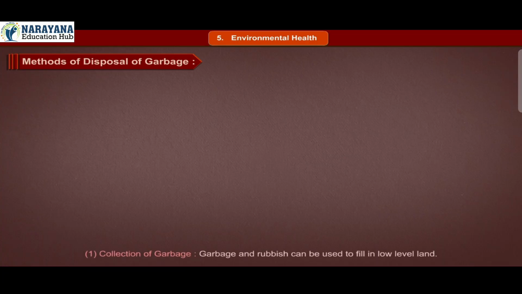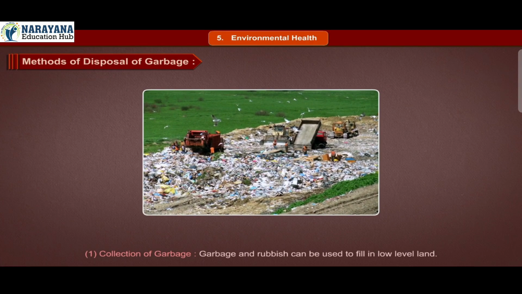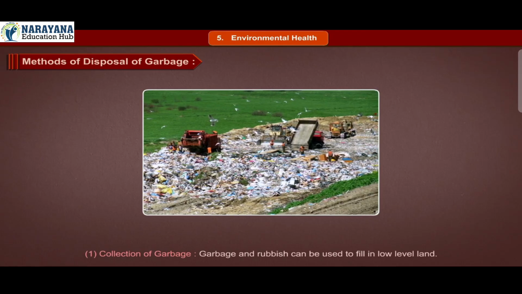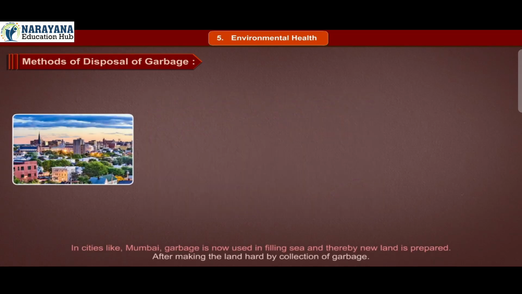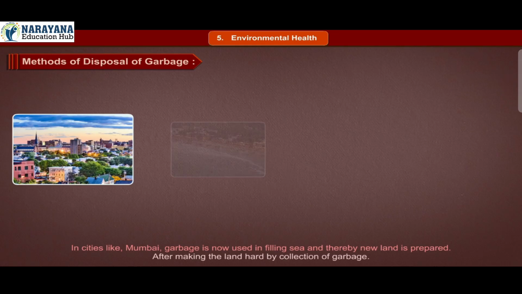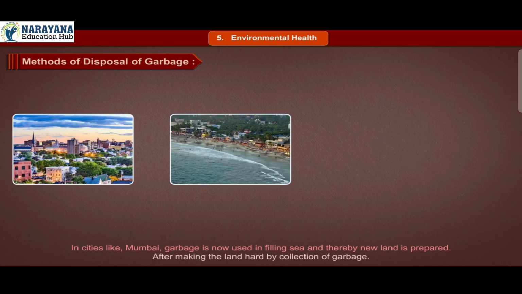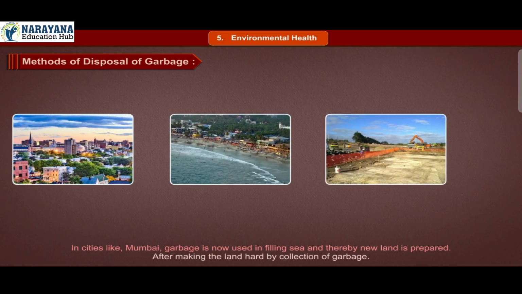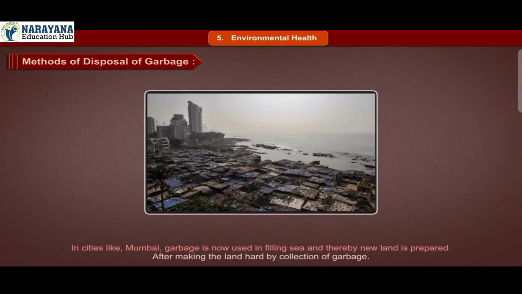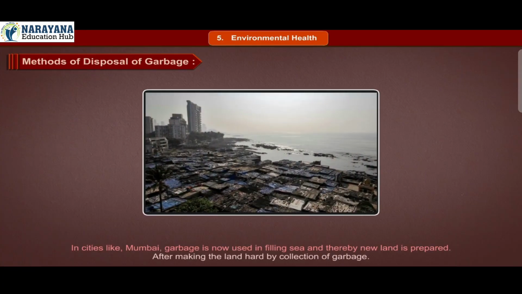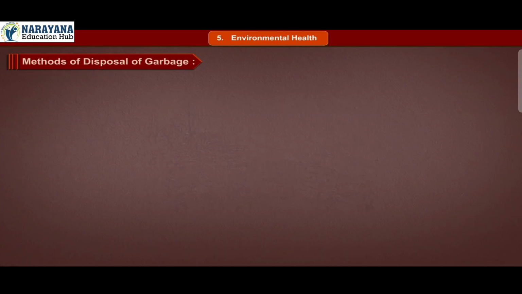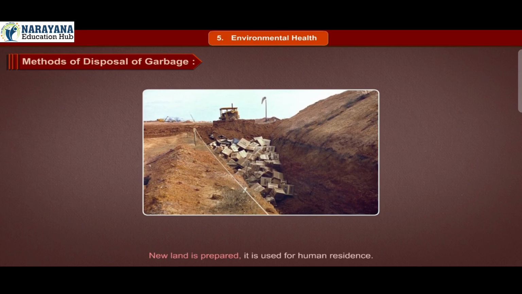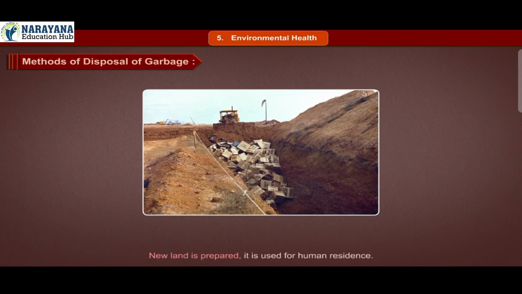1. Collection of garbage. Garbage and rubbish can be used to fill in low-level land. In cities like Mumbai, garbage is now used in filling the sea and thereby new land is prepared. After making the land hard by collection of garbage, new land is prepared. It is used for human residence.